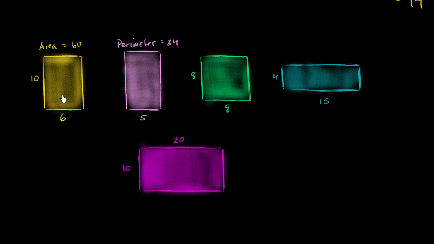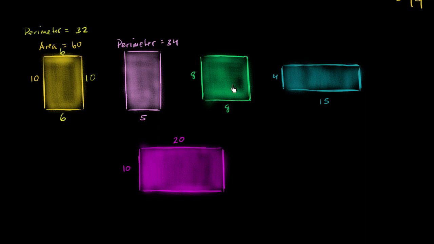Well, this is a rectangle, so we know if this length is 10, then this length must also be 10. And if this width is 6, then this width must be 6 as well. And now we can figure out the perimeter. It's 10 plus 10 plus 6 plus 6, which is 32. So let me write that down. The perimeter of our original yellow rectangle is equal to 32.